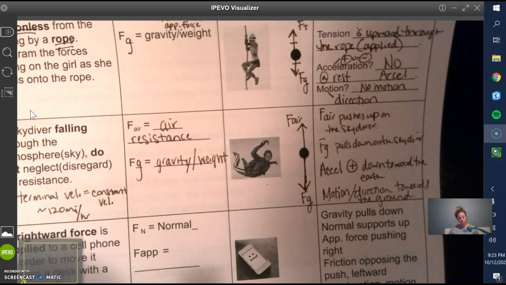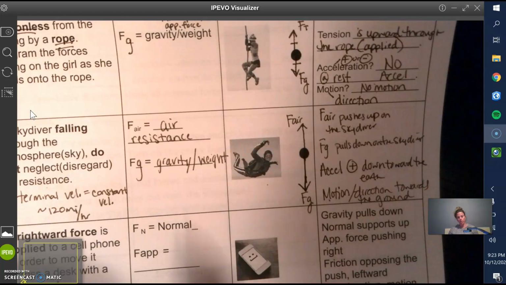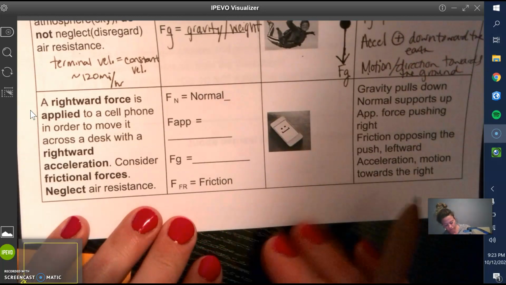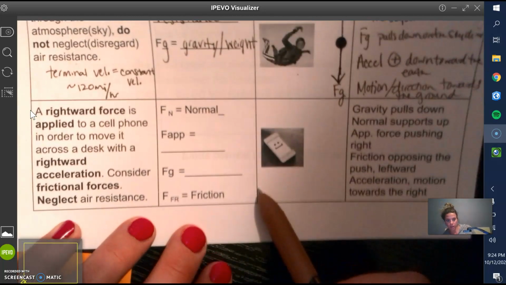If you need a moment, please hit pause and make sure that we get all of this information down on our notes. You can always come back and unpause. Let's do this last one right here.